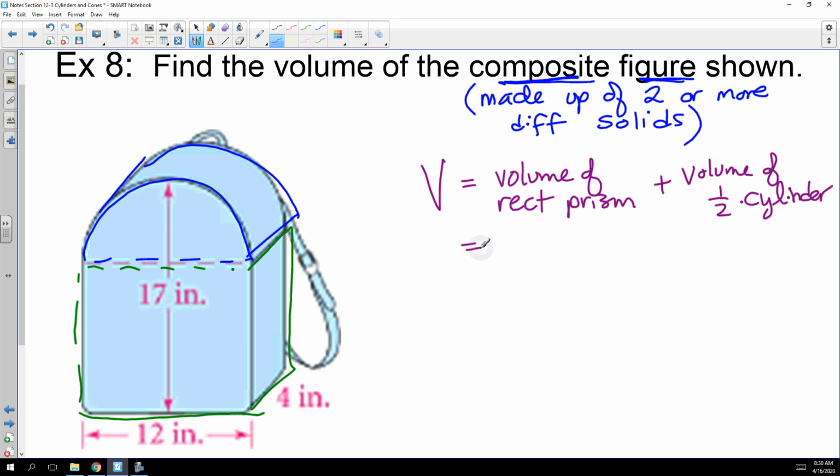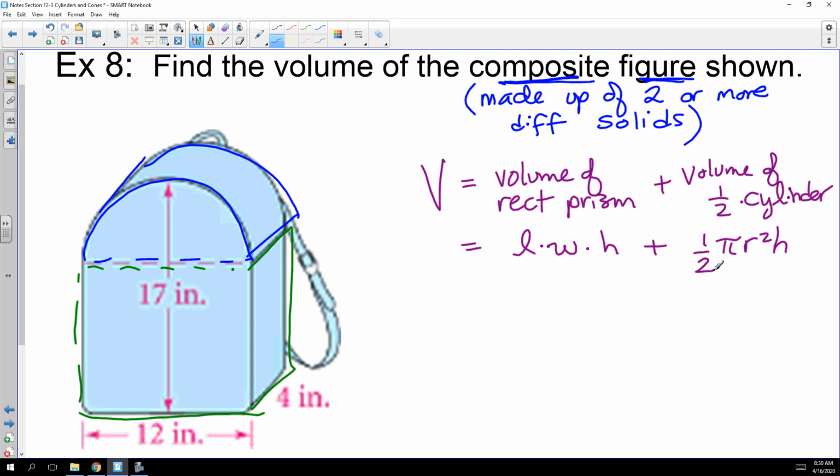All right, so remember, the easiest way for you to find the volume of a rectangular prism is actually just length times width times height. There's really no reason for you to make it more complicated than that. And then remember that the volume of a cylinder is pi r squared h, but we're only talking about half of a cylinder. Okay, so we're going to put a 1/2 in front of that.